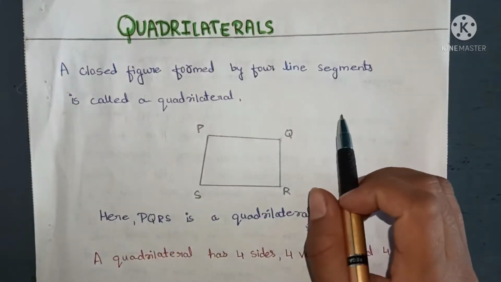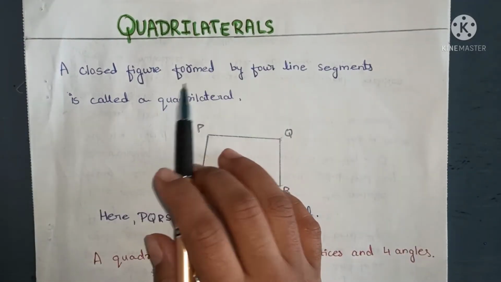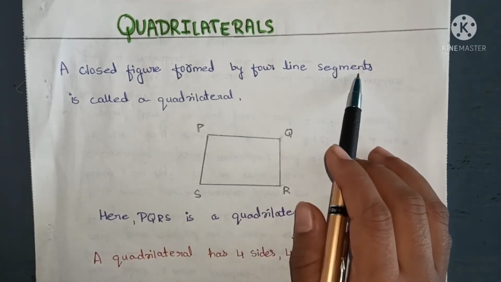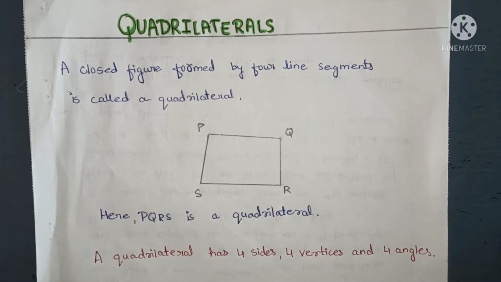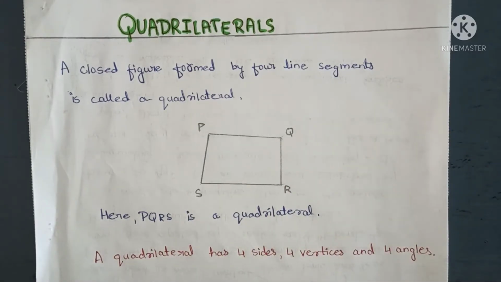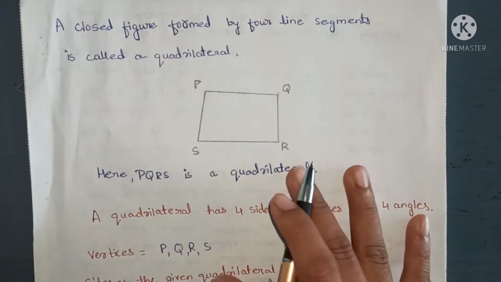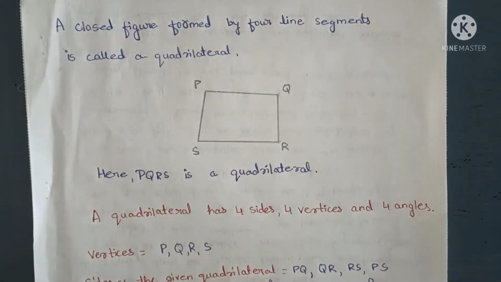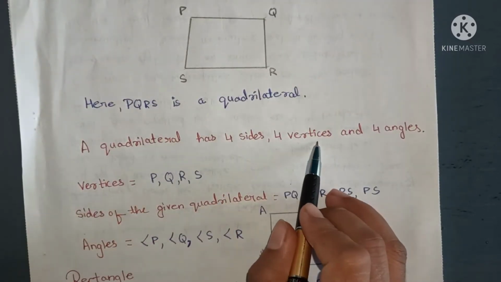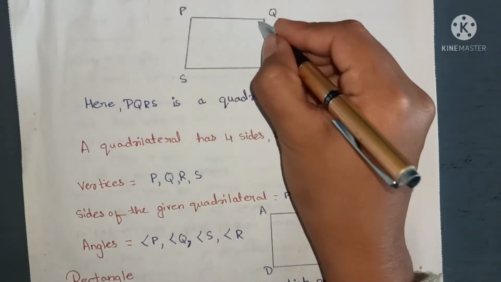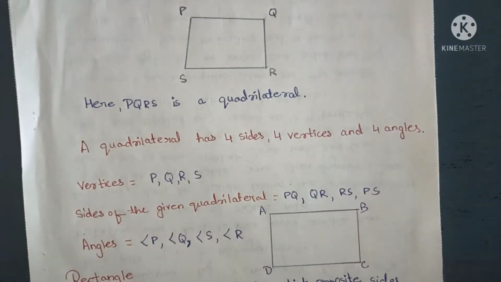Now what are quadrilaterals? A closed figure formed by 4 line segments is called a quadrilateral. Okay, so a figure which is made by 4 line segments is known as a quadrilateral. Now this is a quadrilateral. PQRS is a quadrilateral. So what is a quadrilateral? A quadrilateral has 4 sides, 4 vertices and 4 angles, right? It also has 4 angles.